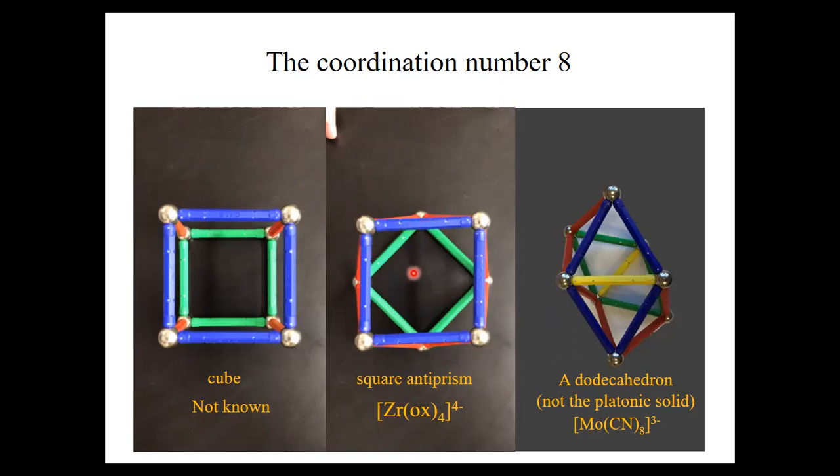So what is the relationship between the cube and the square antiprism? The relationship is that 2 square faces are twisted by 45 degrees relative to each other. In the cube, you see that this blue square and this green square over there are in eclipsed orientation. But I can rotate the green square by 45 degrees, and then my cube becomes a square antiprism.